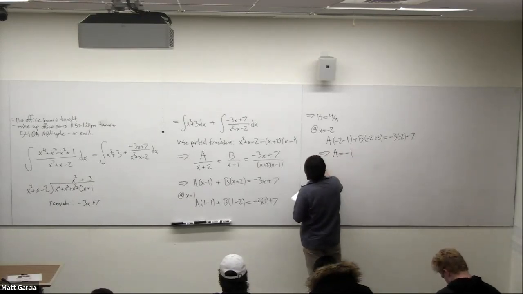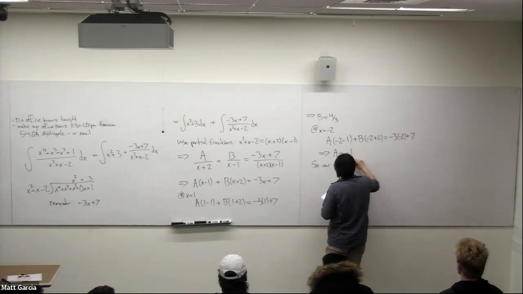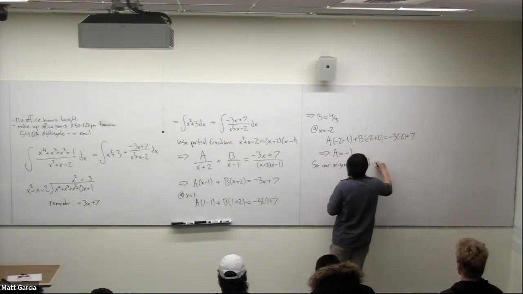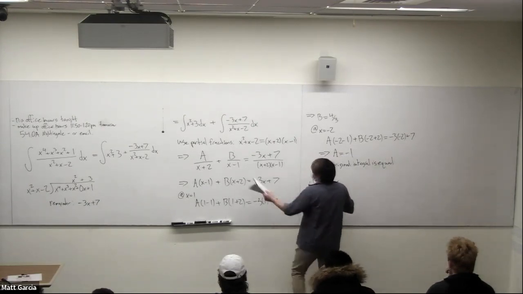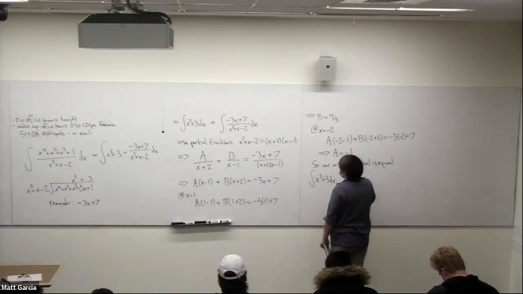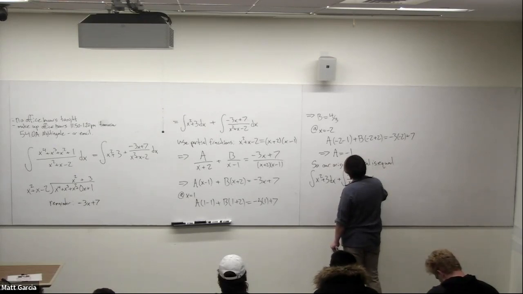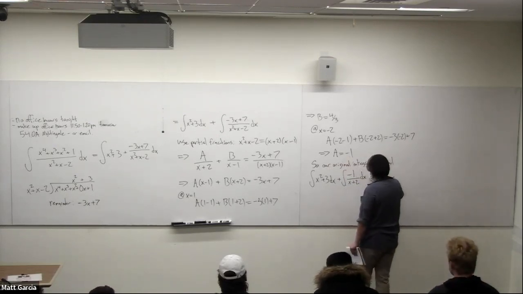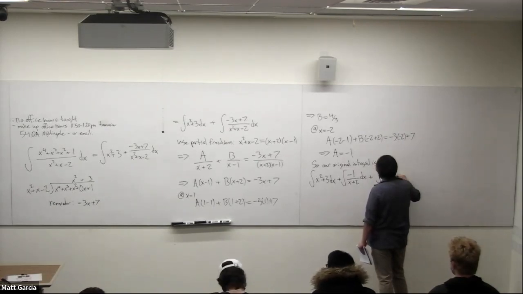All right. So our original integral is equal to, let's not forget our polynomial part, the integral of x squared plus 3 dx plus the integral of negative 1 divided by x plus 2 dx plus the integral of 4/3 divided by x minus 1 dx.